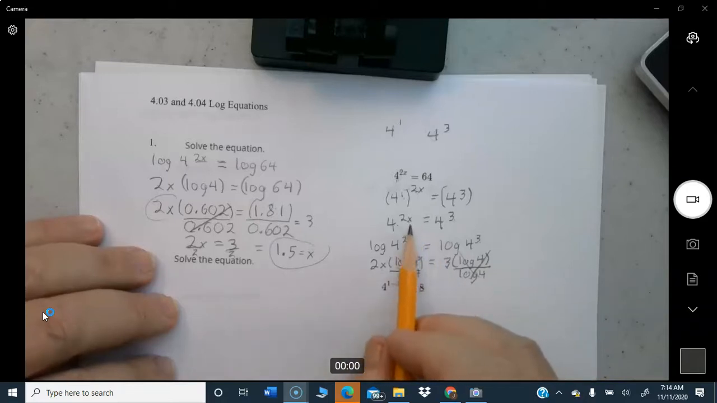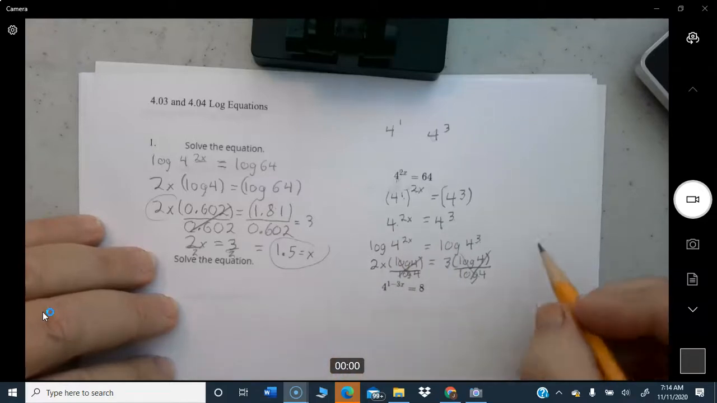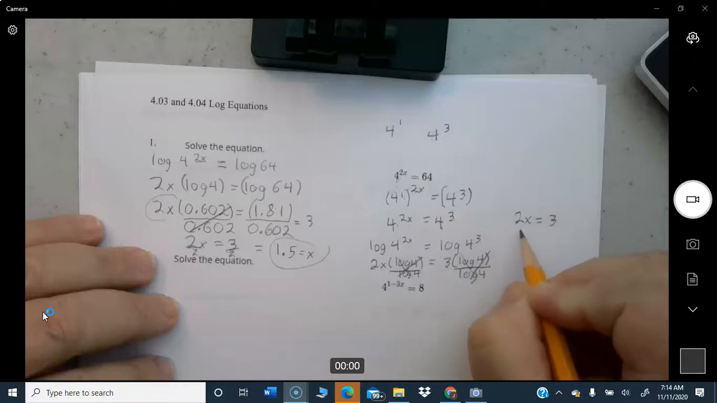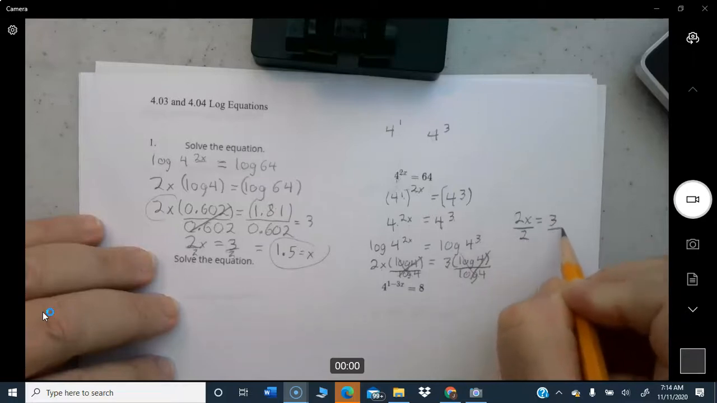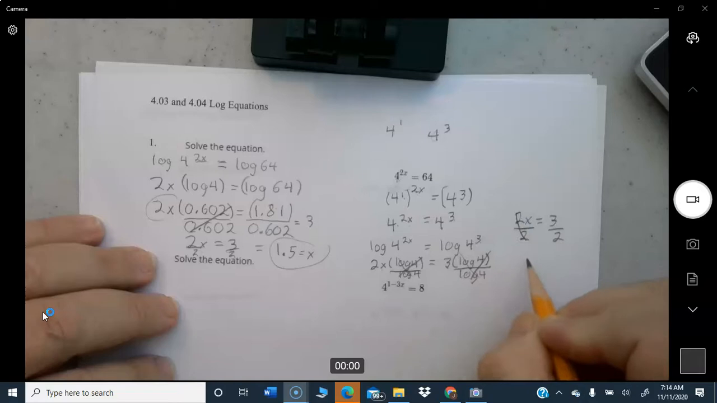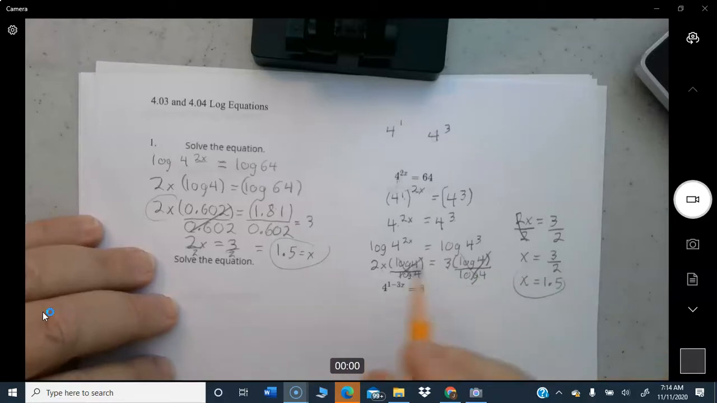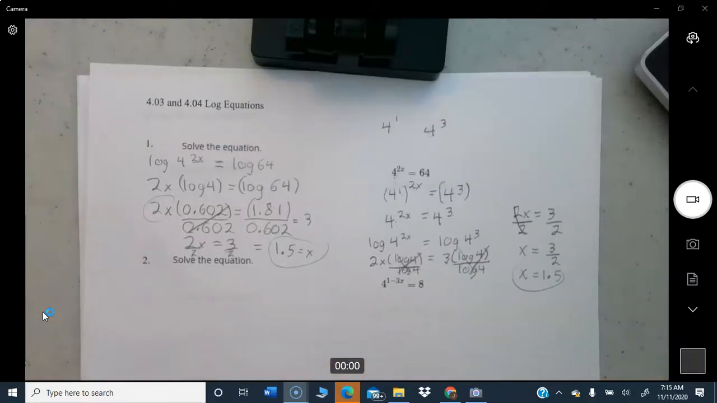So if it wasn't obvious to you looking at it like this, now it's obvious. 2x equals 3. So we can come over here and finish the problem. Divide both sides by 2. Cancel, and you get x equals 3/2, or 1.5. Any way that you want to write that. Okay, so two different ways to do the same problem.